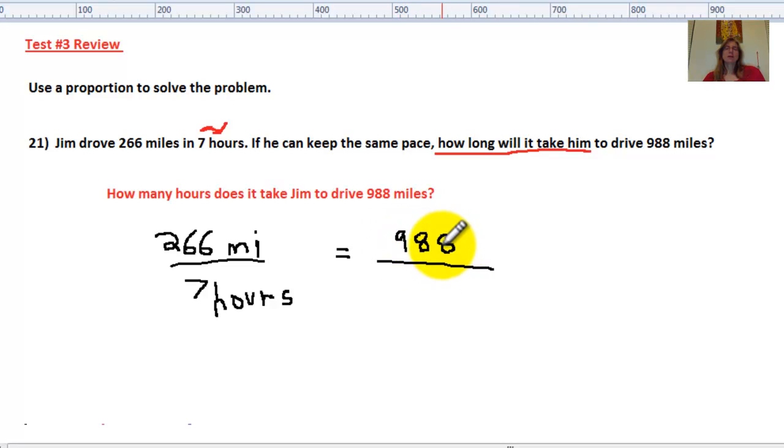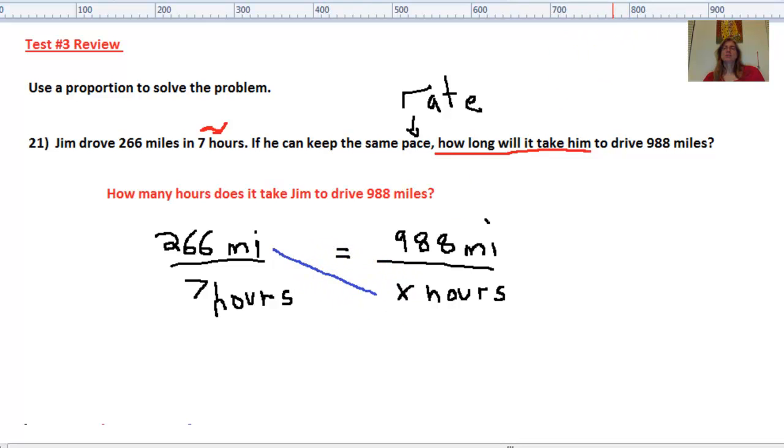But they're saying that he drove at the same pace, or the same rate. This is rate. So we know that this rate that we're given here, 266 miles in 7 hours, is going to be equal to this 988 miles in X hours. We just don't know how many. So we can now solve it as a proportion. We do our usual bit. We multiply here, cross multiplication, to solve for the X.